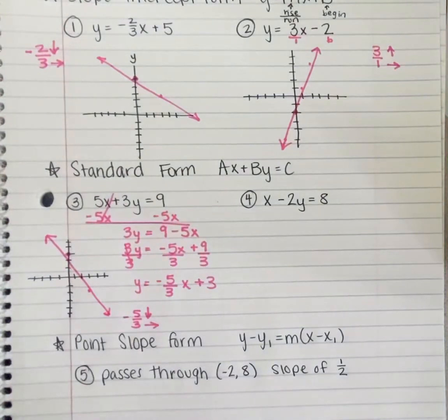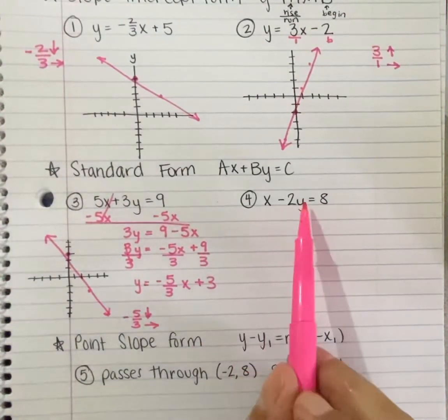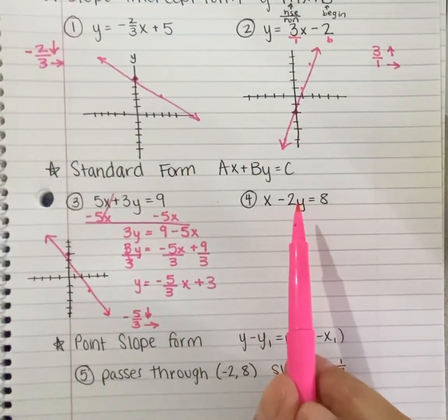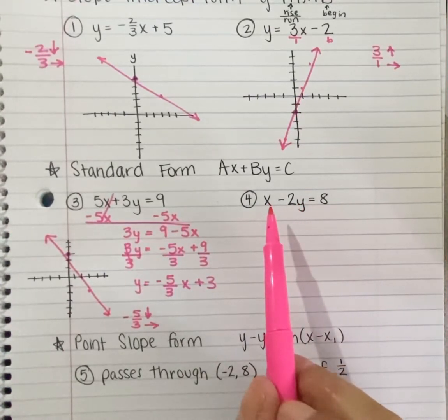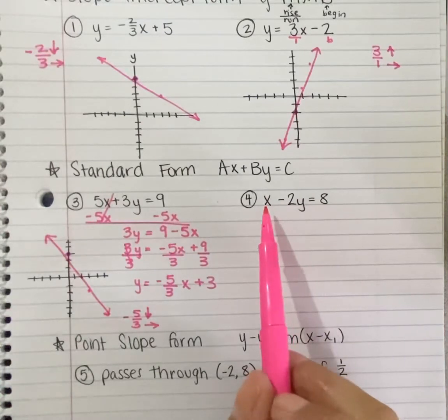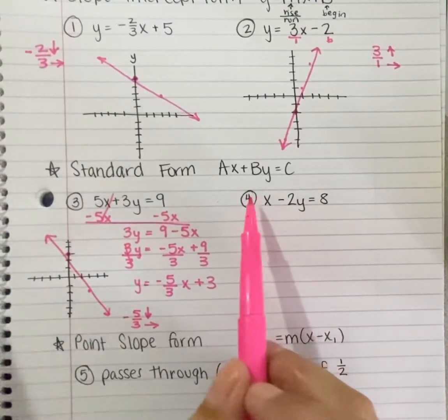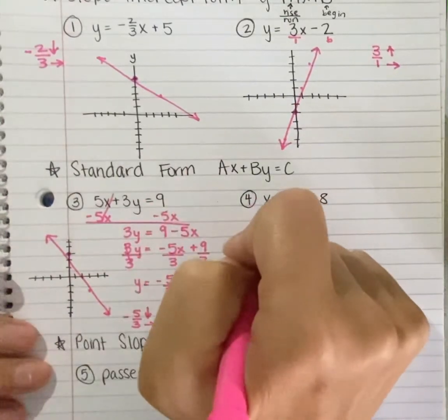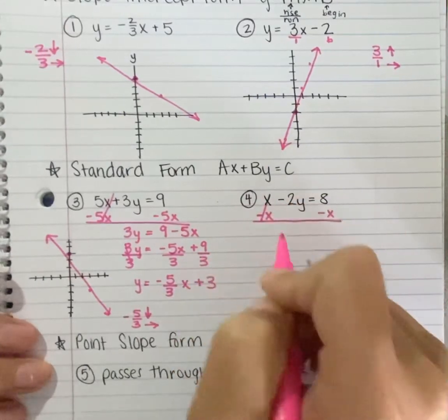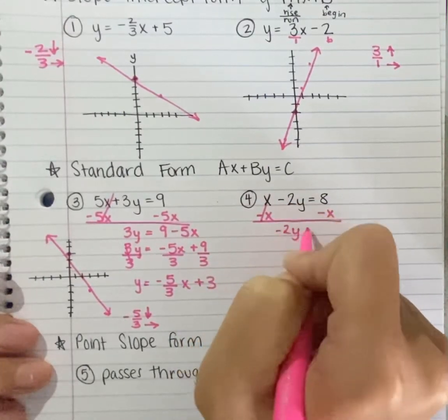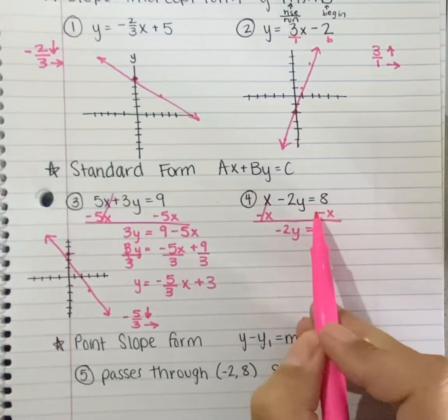Number 4, same process. My x and y are together. I'm going to change this into slope-intercept form by isolating the y. I need to get rid of a -2, and I need to get rid of the x. I'm going to move the x first. The x is positive. I'm going to minus it. If the x started off negative, I would add x to both sides because you need opposite operations to cancel things out. Bring down -2y equals, I could write 8 minus x.